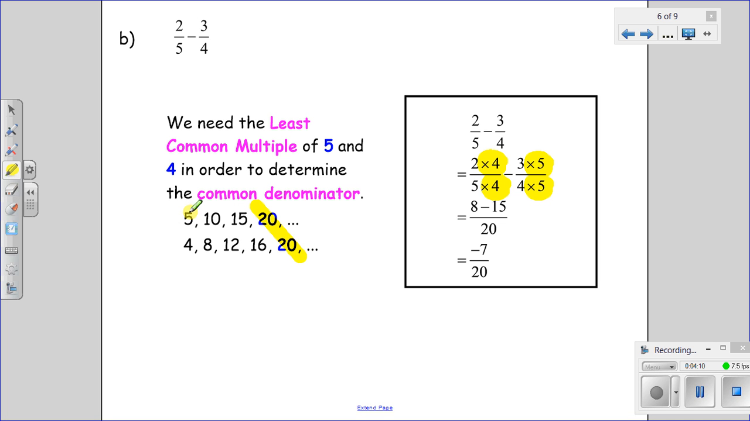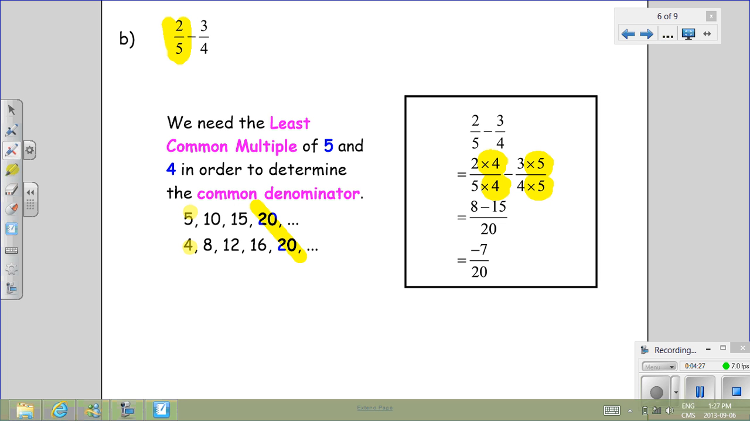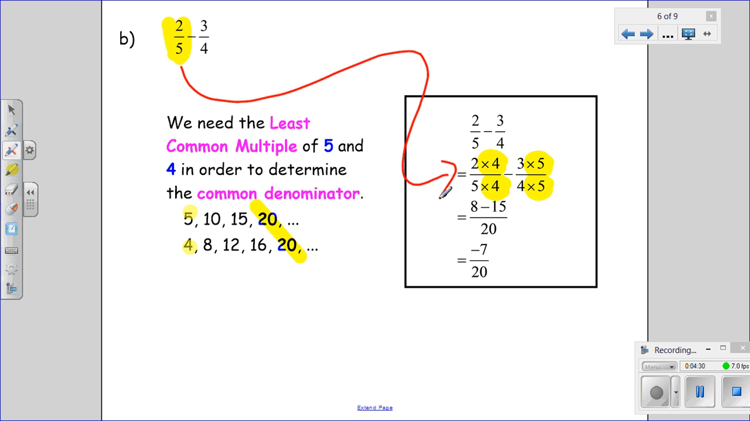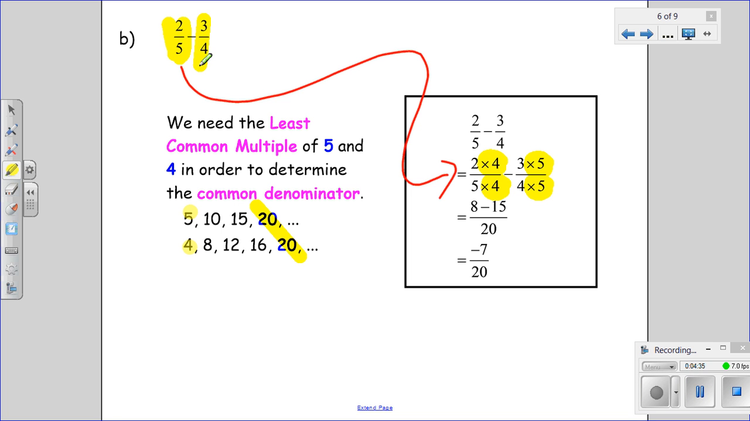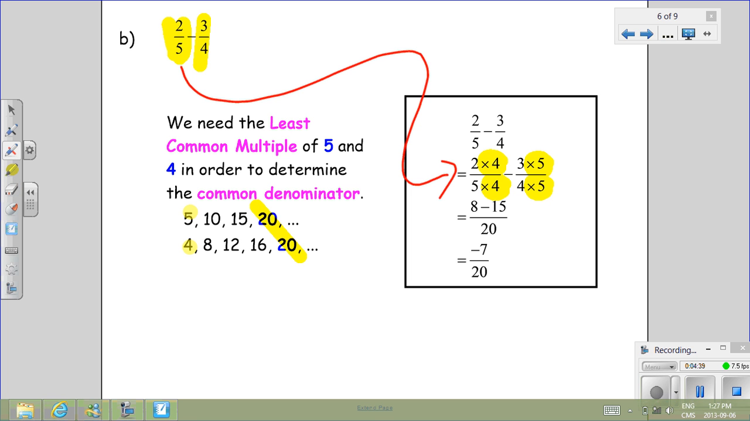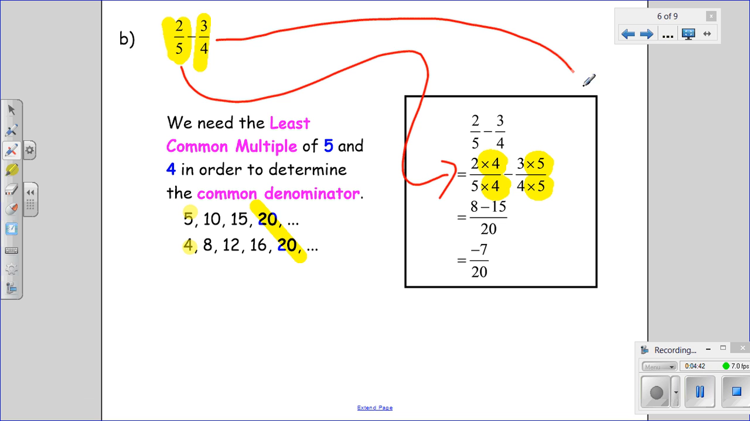The 5 had to be multiplied by 4 to get 20, and the 4 needed to be multiplied by 5 to get 20. So we take the 2/5, and we multiply the denominator by 4 in order to get 20. If we multiply the denominator by 4, we must also multiply the numerator by 4. And with this 3/4, the 4 needs to be multiplied by 5 to get a common denominator of 20. If we multiply the denominator by 5, the numerator is also multiplied by 5.